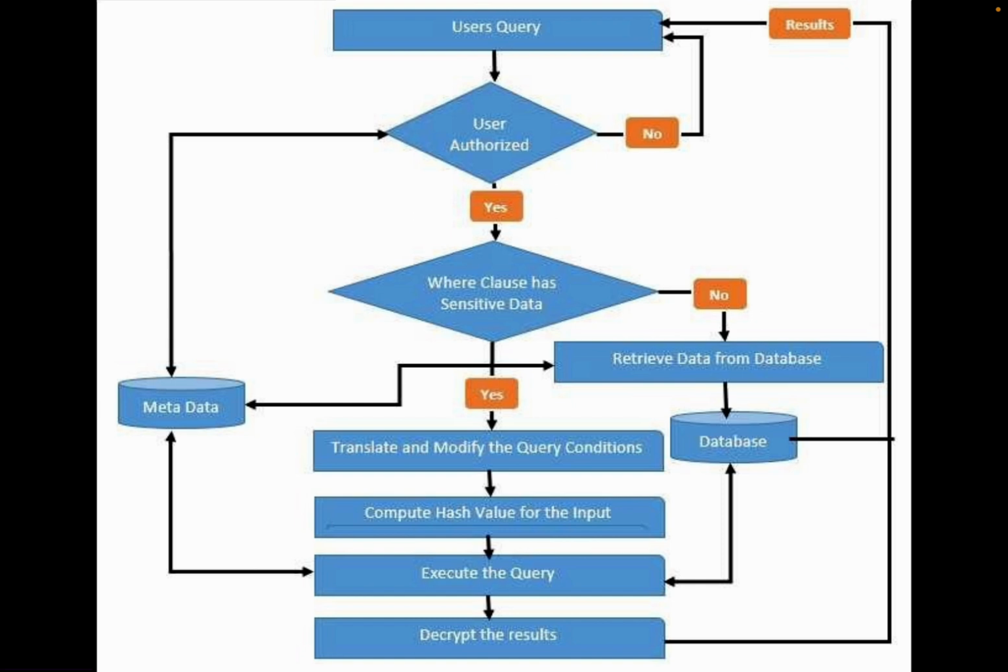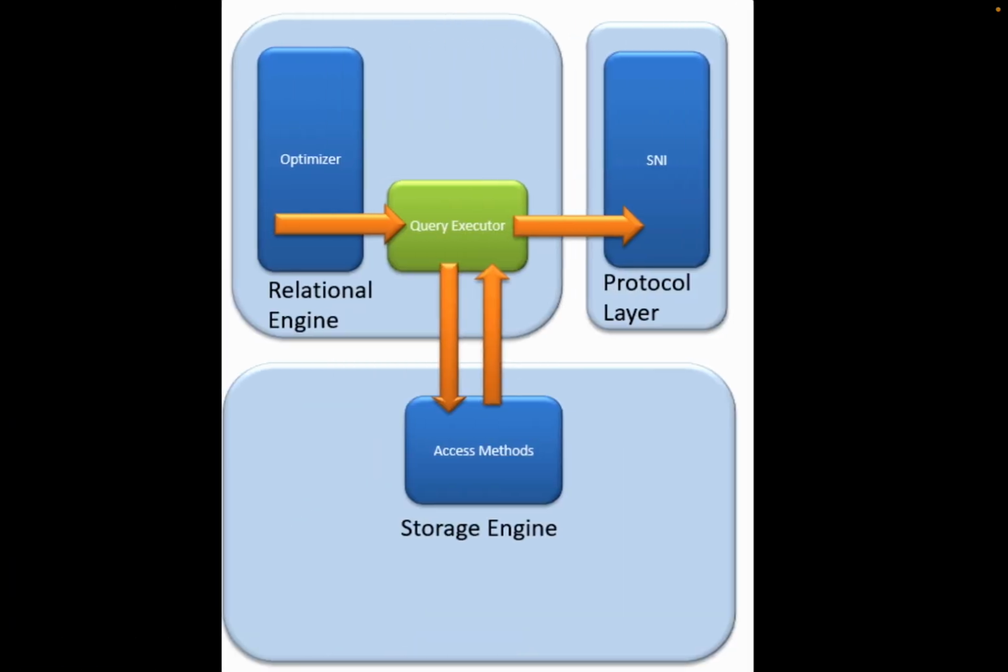The user sends a query and the user will be authorized, especially if you have any sensitive data. Then it translates the query conditions and modifies them if necessary, and then it will create a hash value, like an algorithm or a binary value. That is how computers communicate with each other. Then it will execute the query.